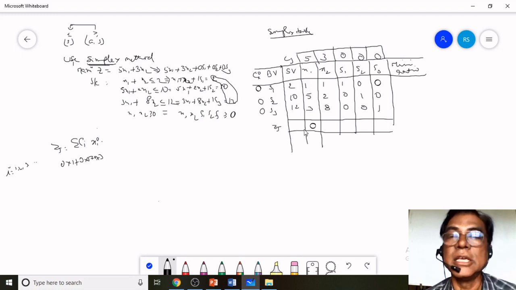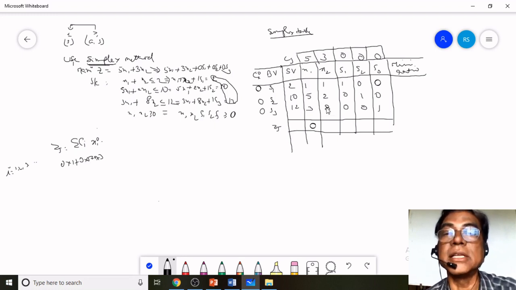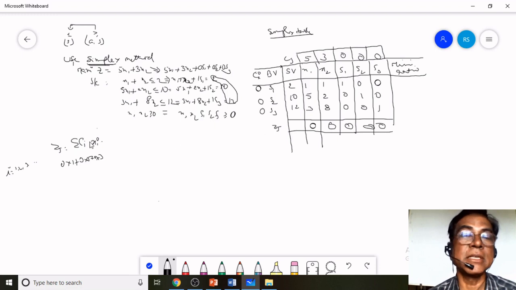SV is not important. Only our values x1, x2. Like this, 0 into 1 plus 0 into 2 plus 0 into 3. Zj value is 0. Like this, 0 into 1 plus 0 into 0 plus 0 into 0. 0, 0, 0. Okay. The basic concept formula of Zj is equal to Ci into Xi.